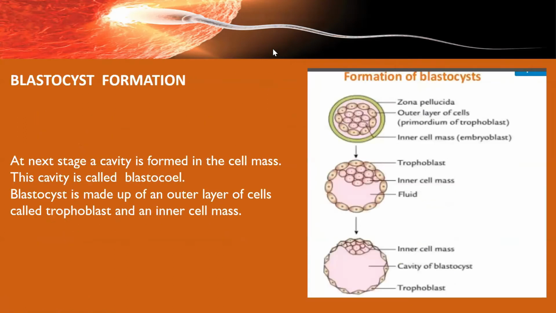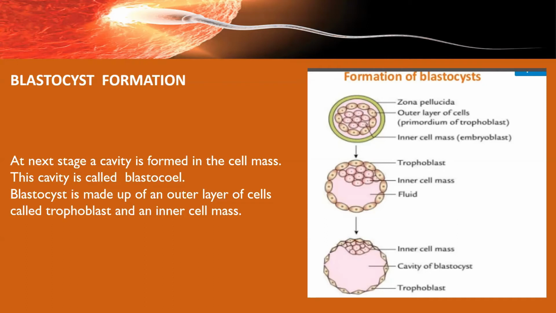In the next stage, or the blastocyst stage, the morula is a mulberry-like structure. The 8 to 16 or 32 cell stage is called morula. Students, there is one thing very special about the morula: all the cells of the morula are totipotent.